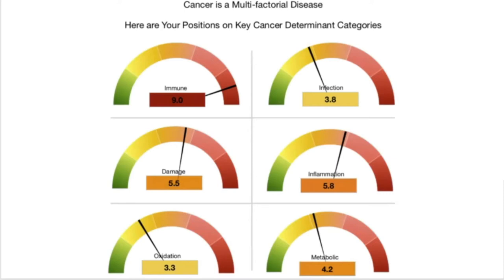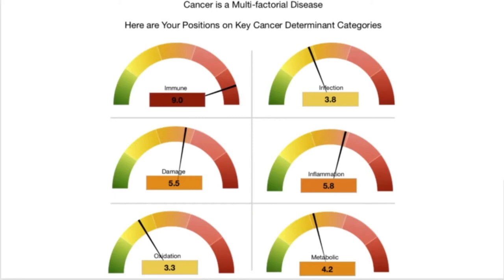Immune health, and we have about six or seven biomarkers that measure immune health. Infection: chlamydia pneumoniae, H. pylori, Epstein-Barr, HPV, neutrophil to lymphocyte ratio, as we'll see in a minute.